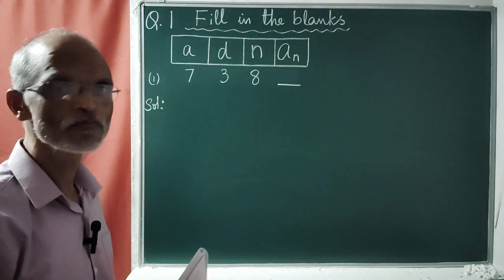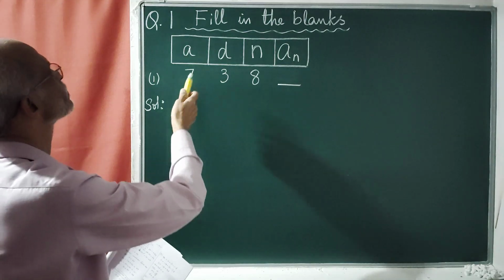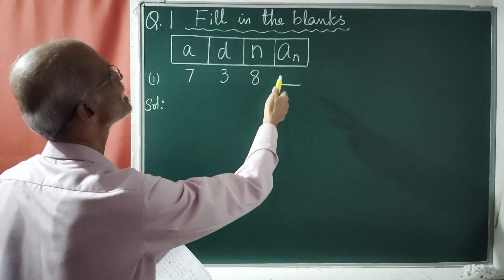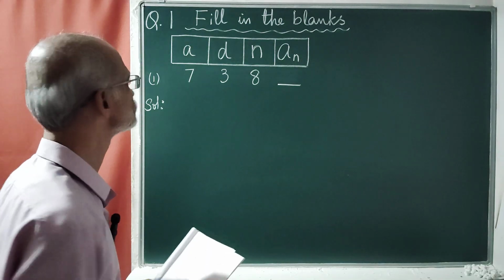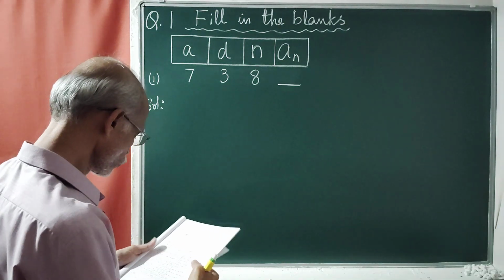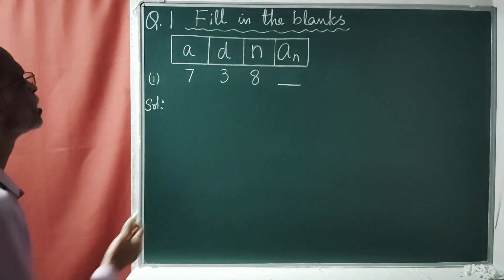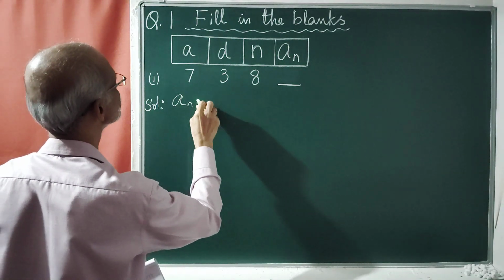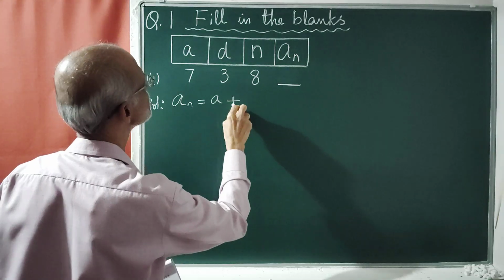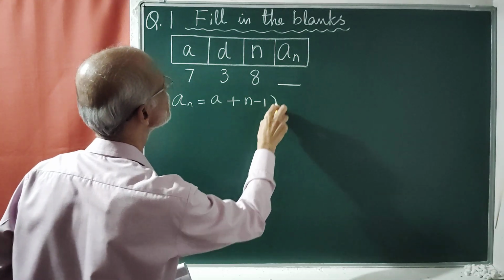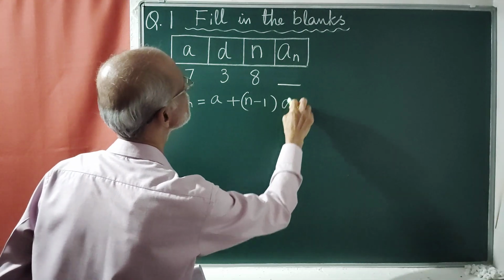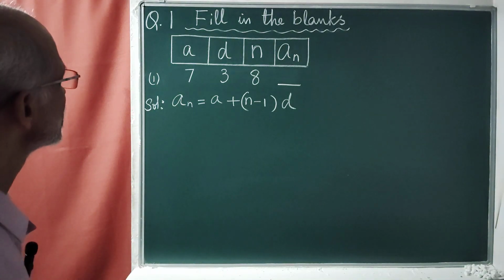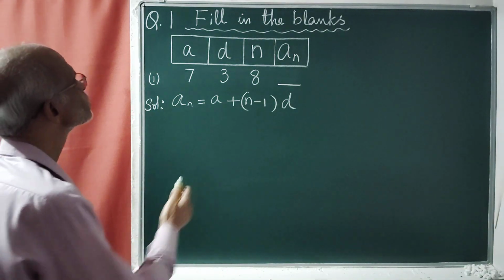You have been given value of A is 7, value of D is 3, N is 8. You have to find AN. You have to find the nth term. To find the nth term, we'll put the formula: AN is equal to A plus N minus 1 into D.